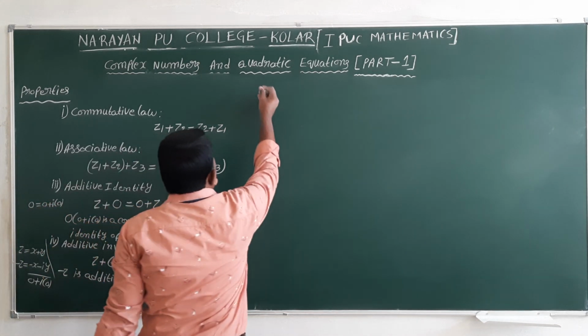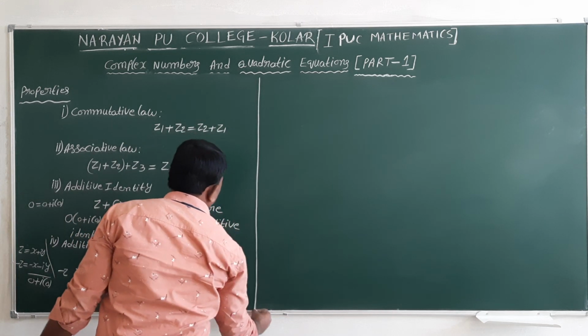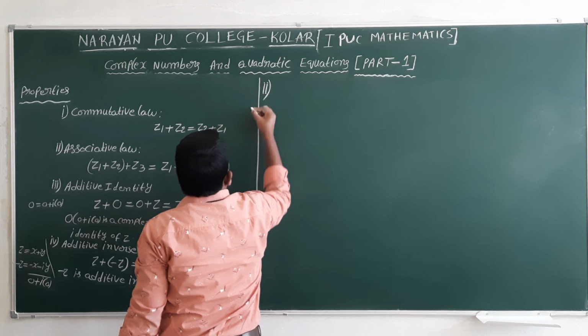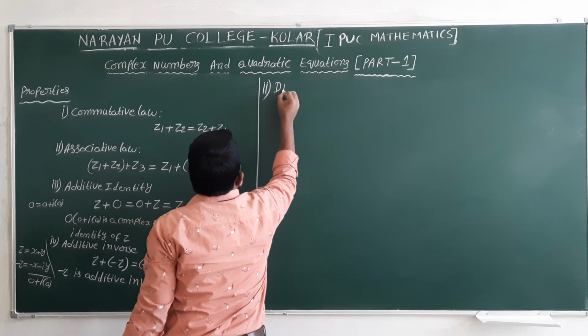Next, second property. In the algebra of complex numbers, the second one is the difference of two complex numbers.